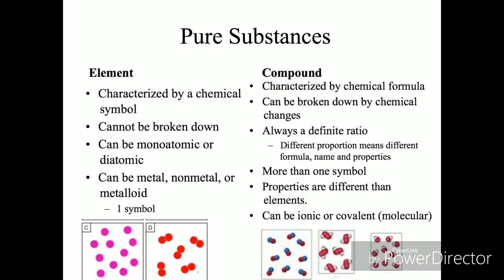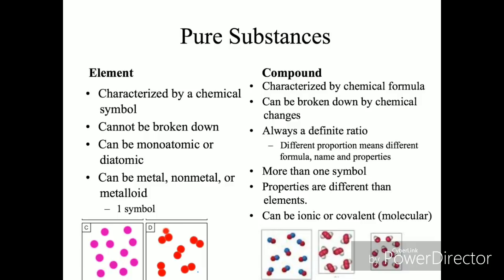Elements are classified as monatomic, mono meaning one atom, or diatomic meaning two atoms. And they may be metals, nonmetals, and metalloids. So here in the particle diagram, you can see that the different types of atoms are pictured in different colors. So in the leftmost particle diagram, these pink dots each represent what we would call a monatomic element because there's only one type of atom present.